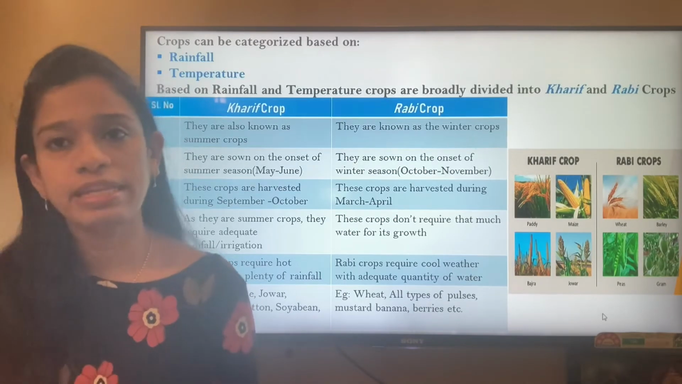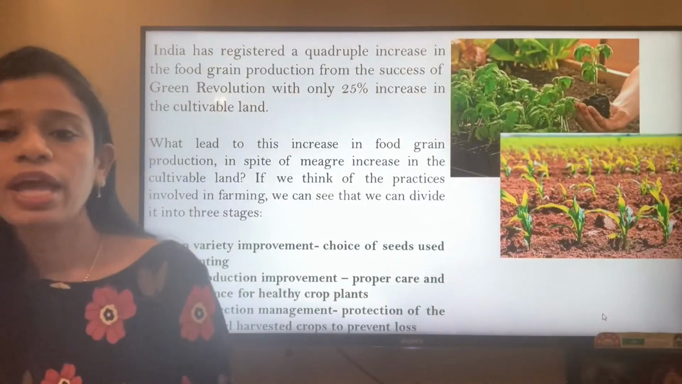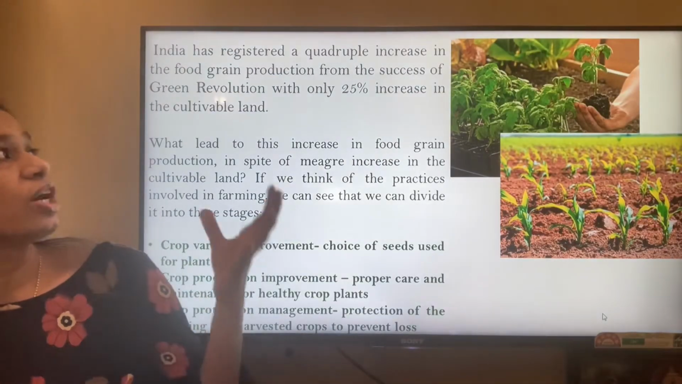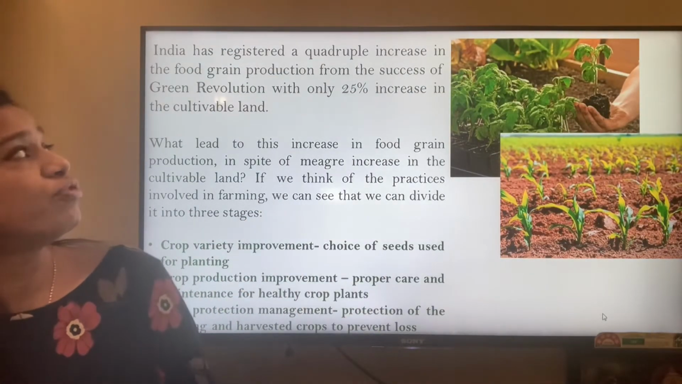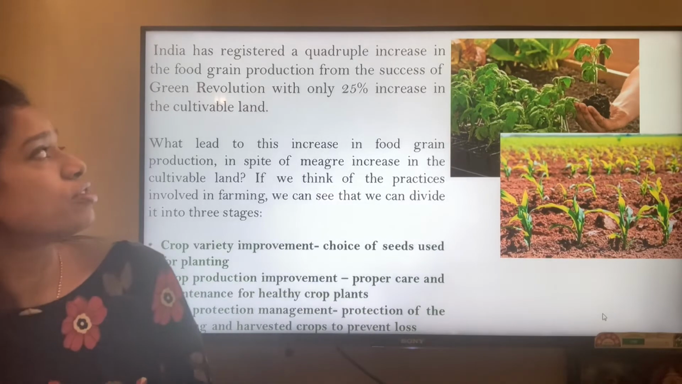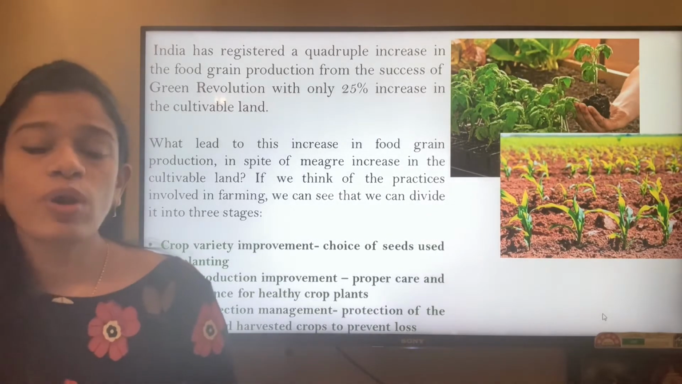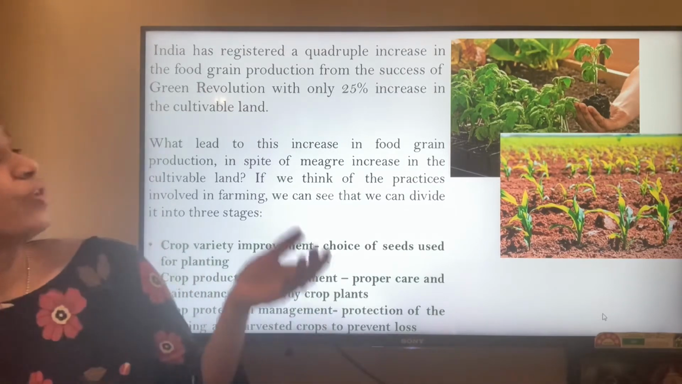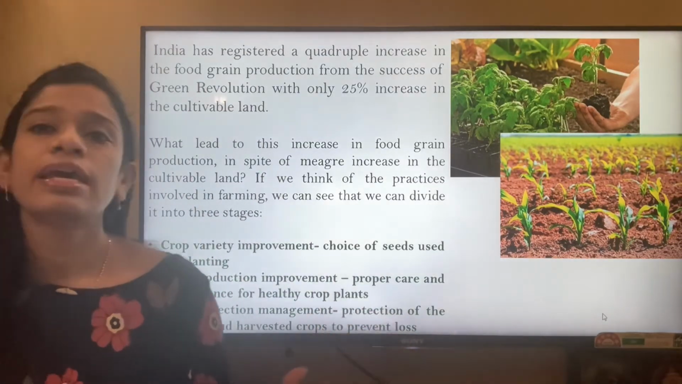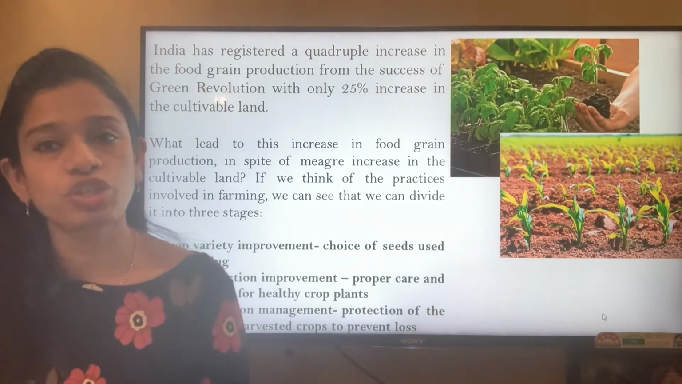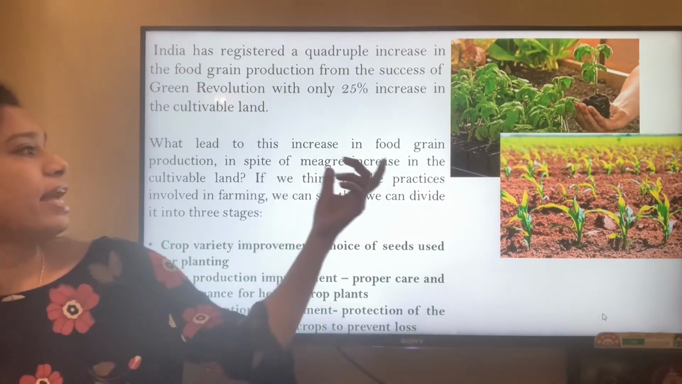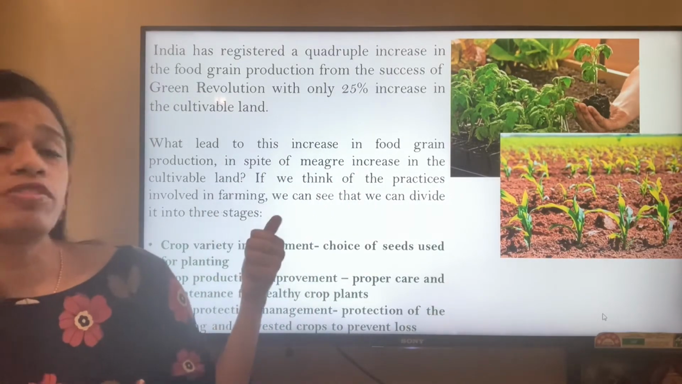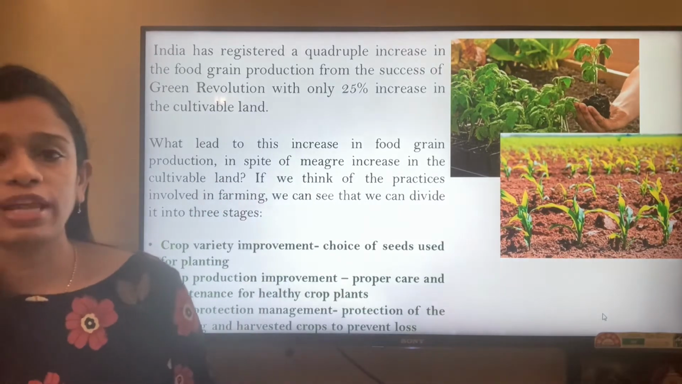They have been named so. Now India has registered a quadruple increase in the food grain production from the success of the Green Revolution. So I told you that due to the help of Dr. M.S. Swaminathan, we have actually increased the food grain production. And this has led to the increase in food grain production in spite of the meager increase in cultivable land.